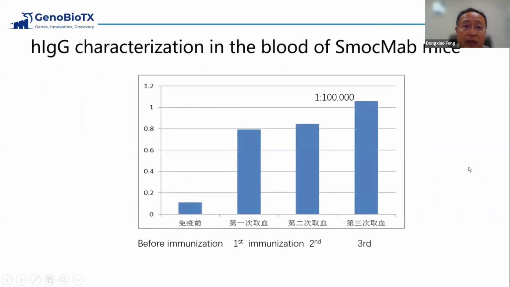Then we immunized the mice with an antigen. This is the antibody titer in the mouse blood after 3 times of immunization. From here, you can see that after the third injection, the antibody titer in the mouse against the antigen reached 1 to 100K, which is similar to that of wild-type BALB/c mice. That means the human antibody has been successfully developed in the mouse.